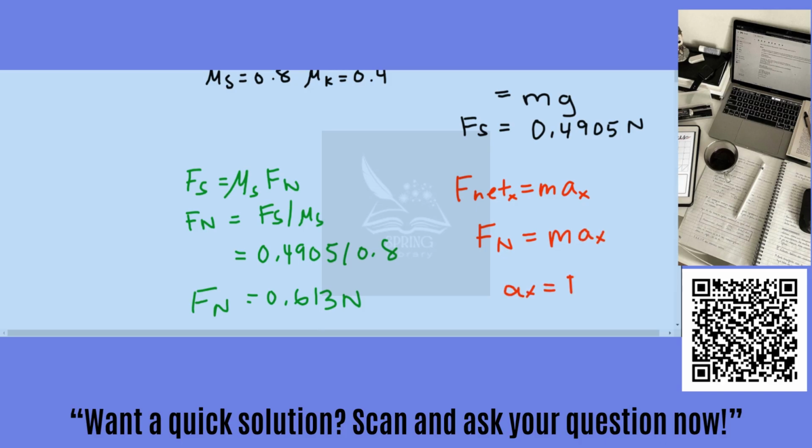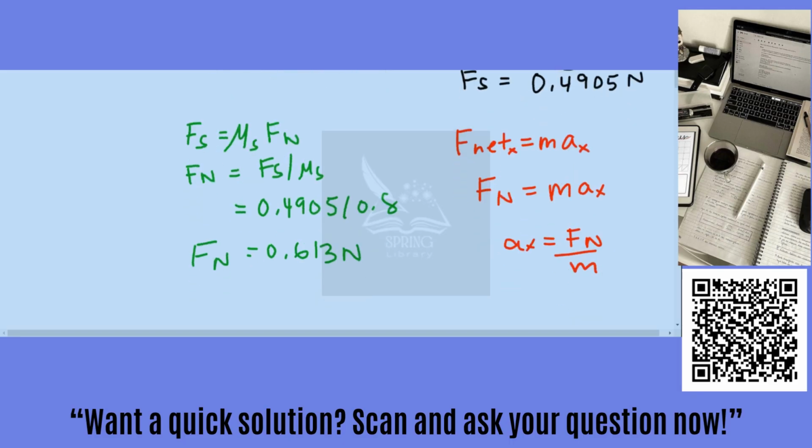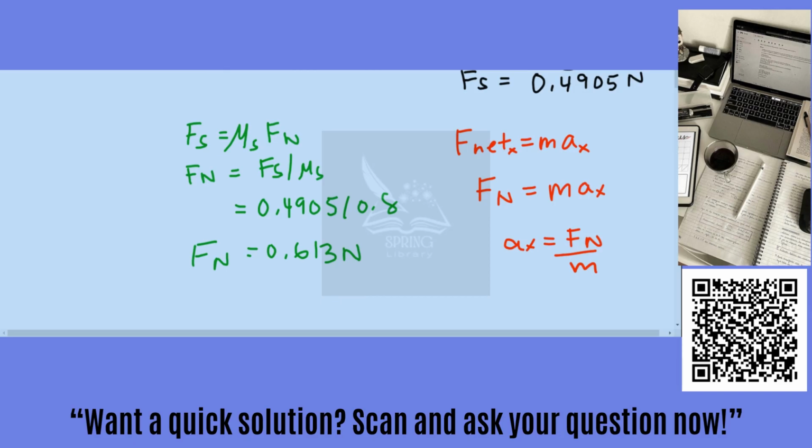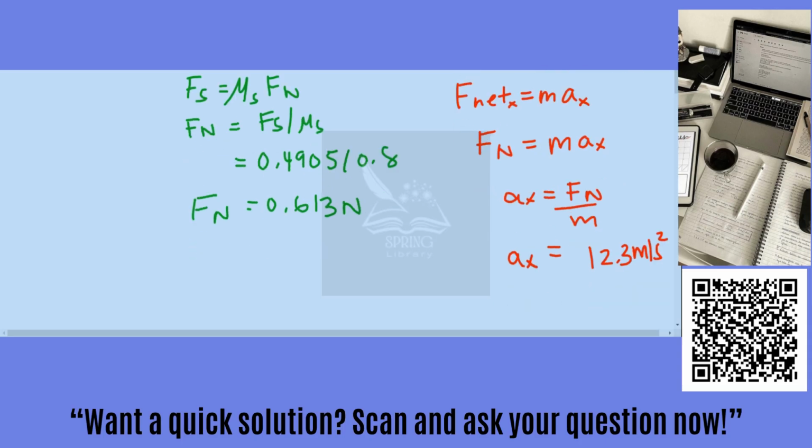So normal force is equal to max. So ax is equal to normal force over mass. And so we just take that 0.613 and divide by 0.05 for the mass, and we get a value of about 12.3 meters per second squared. So this is the minimum acceleration that is required in order to keep that object from falling.